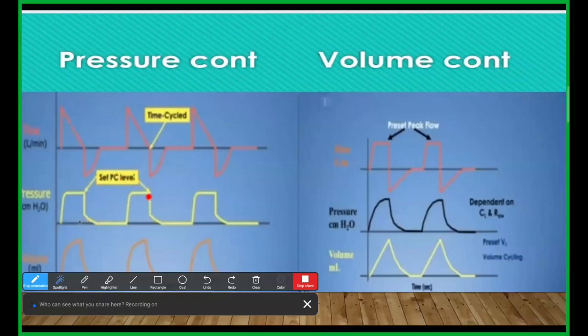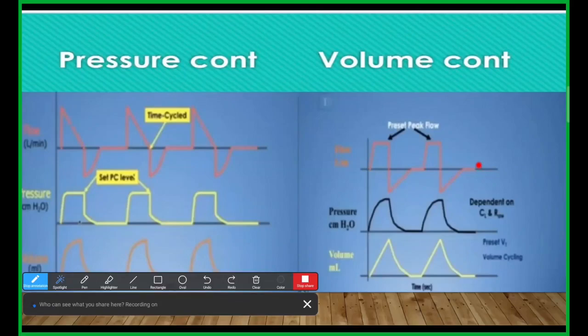In volume control ventilation, your pressures are not constant. Here, the volume will be constant, so the inspiratory flow will be constant. See, this is depicted as a square. And your expiration is always a passive recoil, so it always comes below the baseline, both in pressure control and volume control.